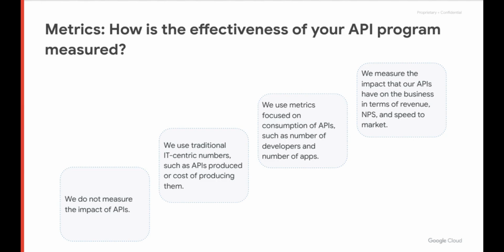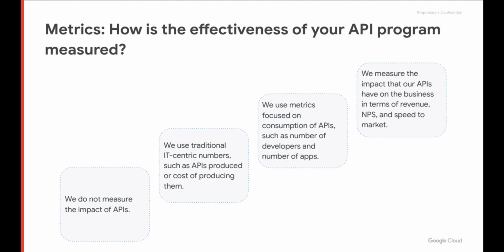Another way we can look at the maturity is in terms of metrics. So how is the effectiveness of your API programs being measured? Again, this can fit across 4 different steps. So at the lowest level of maturity is, of course, no measurement at all. Second step up is to have some metrics, but for them to be very IT centric. So things such as the number of APIs that we have, or the cost associated to them.